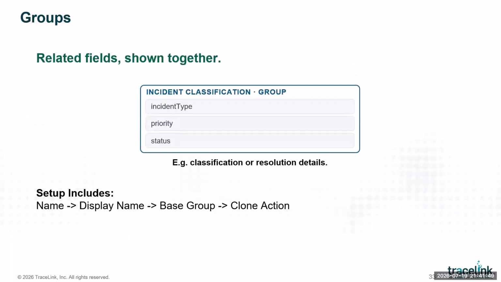Now let's define a group. A group is a section of the form that keeps related blanks together, shown side by side in the interface. When you create one, you'll set the group name, the display name, and you can use a base group and a clone action to reuse a standard structure. And then you add fields inside the group. A good example is grouping together the classification details of an incident.